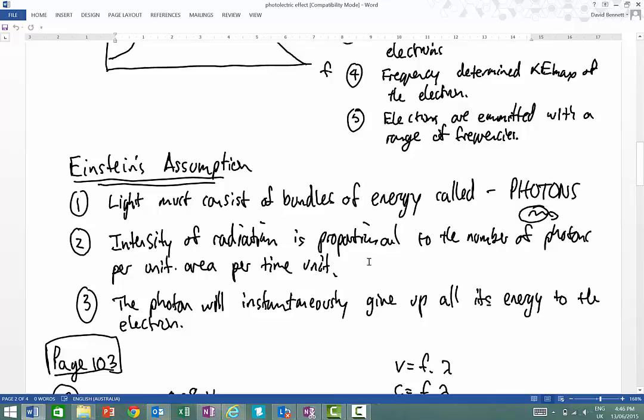In other words, when you shine the light onto the surface, the intensity, or the amount of light that you shine on the surface, doesn't in fact change the kinetic energy max. All it does is change the number of electrons that are going to be ejected from the metal. And so we know that the photon gives up all of its energy to the electron instantaneously. That's the key thinking there.